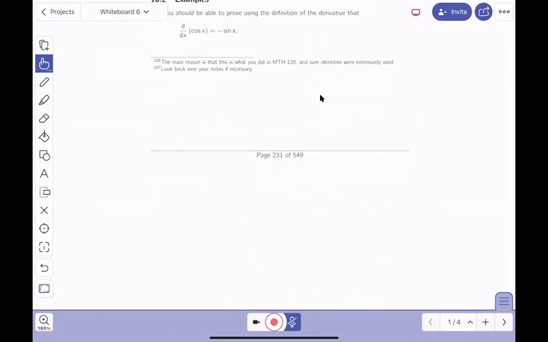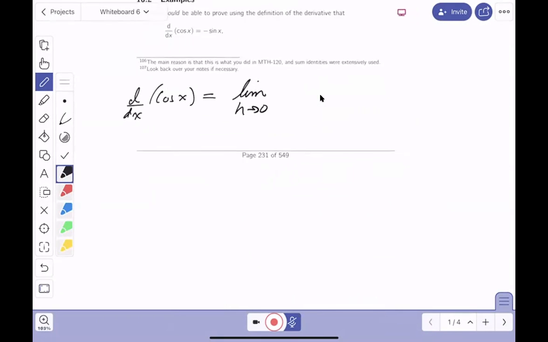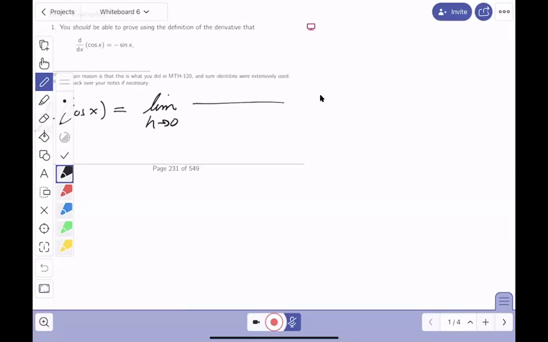Let's see if we understand what that means. So the derivative of cosine x with respect to x. Well, the definition, I'll write this down for you. Limit as h goes to 0 of cosine of x plus h minus cosine of x, all over h.